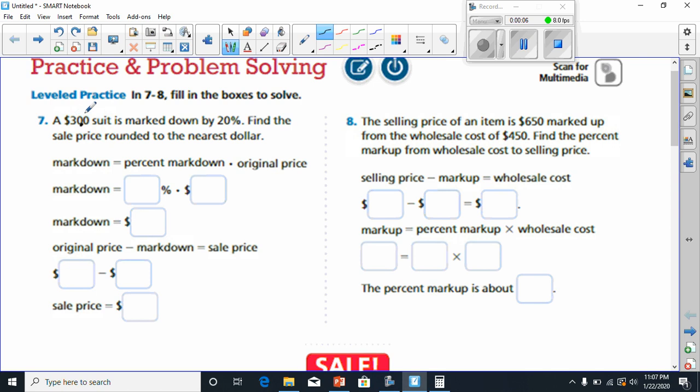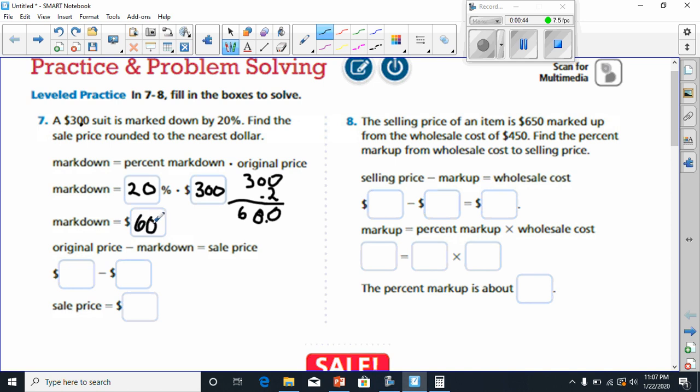We see that we've got a $300 suit marked down 20%, so that means we'll put 20% here, and the 300 has to go here. When we do that, we realize that we're going to be multiplying these two together, so I've got to turn that 20% into 0.2. If I do that, I'm multiplying 300 times 0.2. Well, that's going to give me 0, 0, and 6. And then I have to move my decimal point one spot. So that's going to be $60.